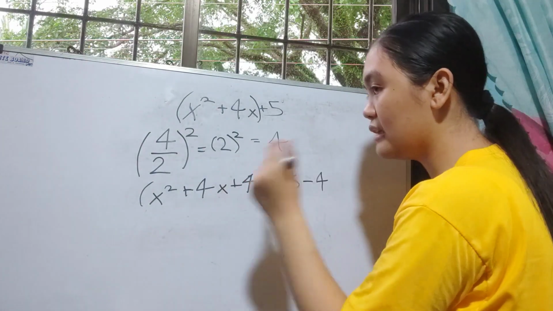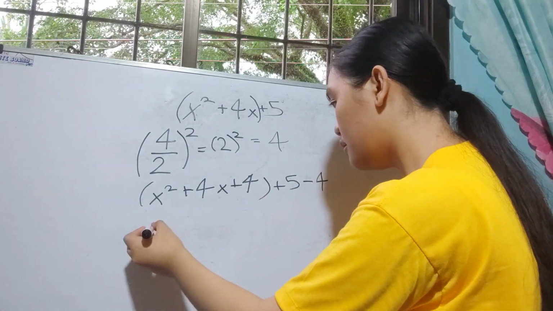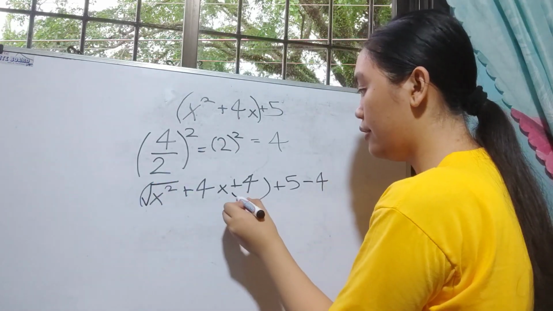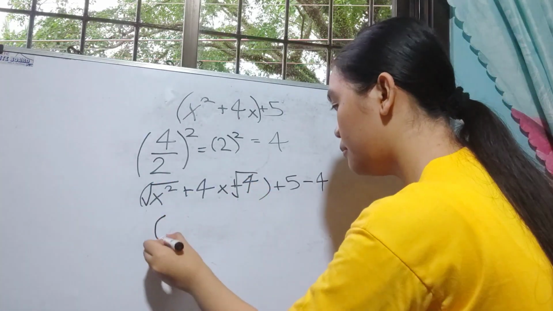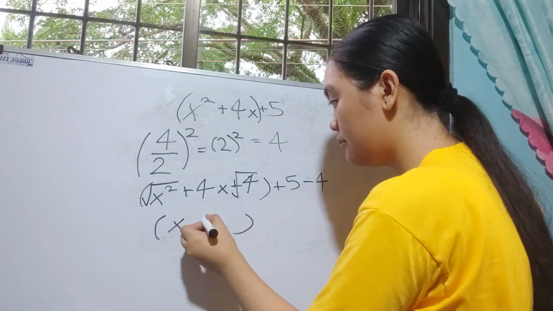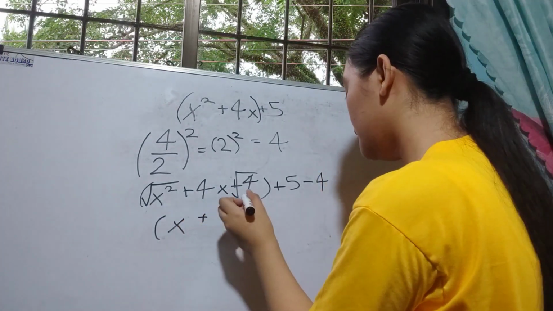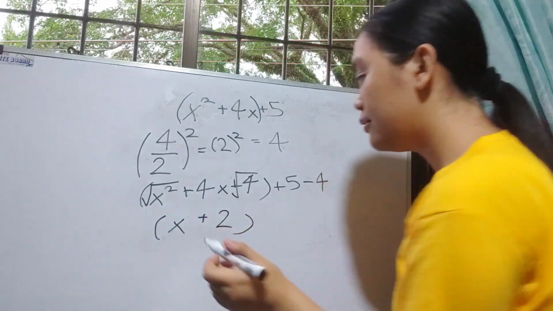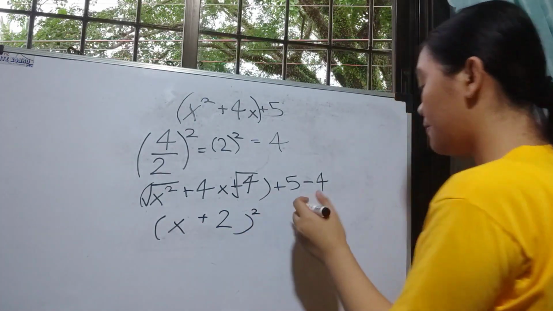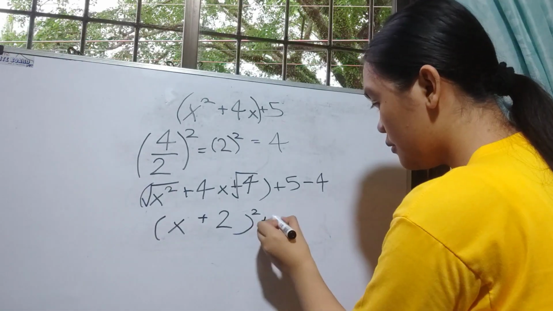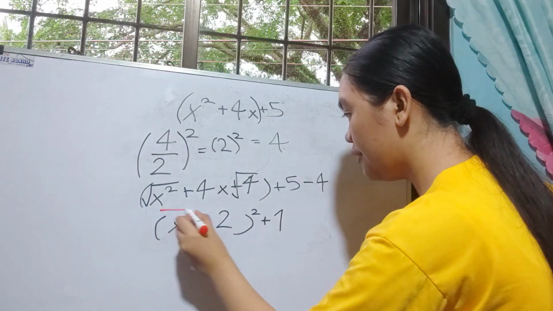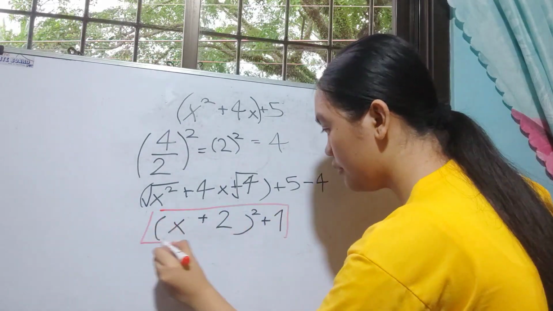We're going to express this as the square of a binomial. So take the square root of the first term and the third term: x, the sign of the middle term, plus, and the square root of 4, and then squared. 5 minus 4 is 1. And there's the answer.